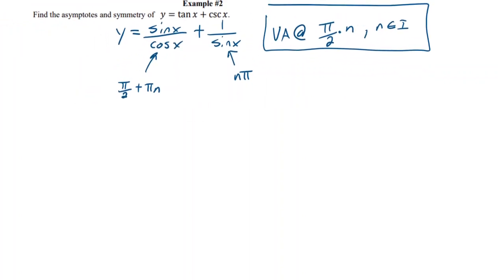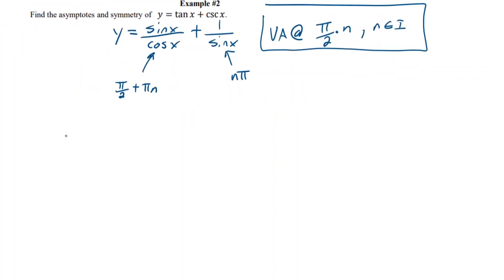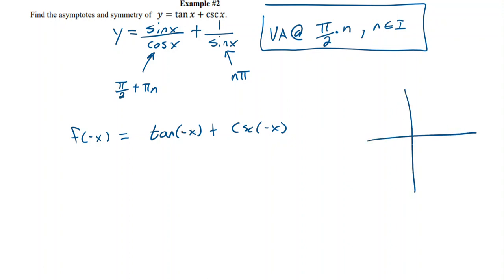And then let's figure out our symmetries. So we want to say, okay, what is f of negative x in this case? So this would be equal to tan of negative x plus cosecant of negative x. All right, so now let's think about that for a second with our unit circle. So these are angles that we're talking about, so whether we're going in the positive direction or in the negative direction. So let's just consider some angle here.